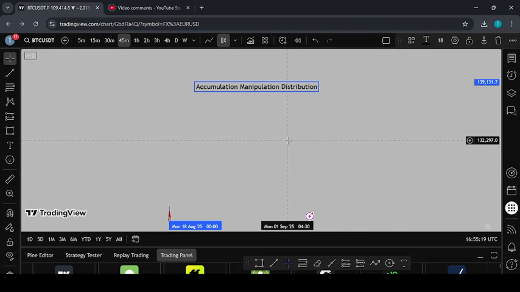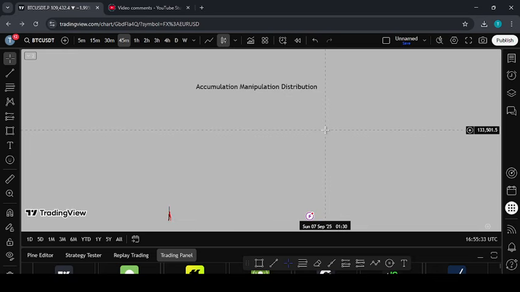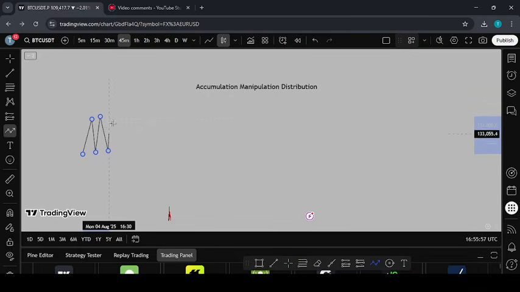Continuation from where we stopped in the previous video. Remember, we are talking about the power of three concept, which involves accumulation, manipulation, and distribution. We established yesterday that it is one of the favorite market maker models. This model is used by smart money to trap retail traders. So we explained all the concepts yesterday, and we mapped out both the bearish scenario and the bullish scenario.